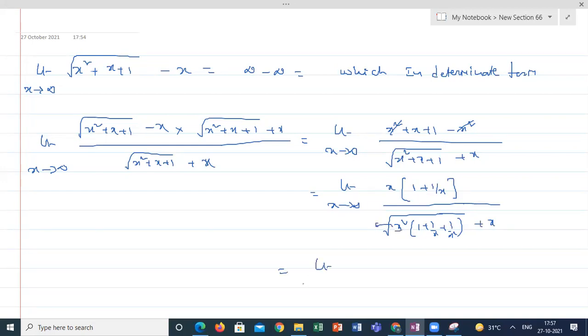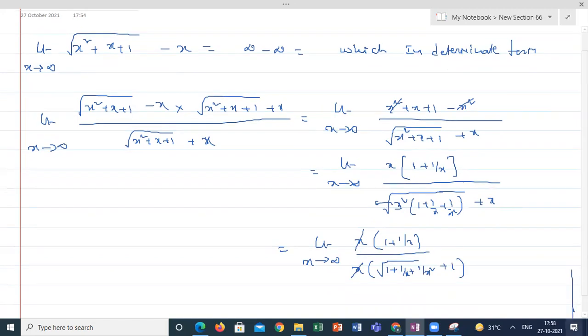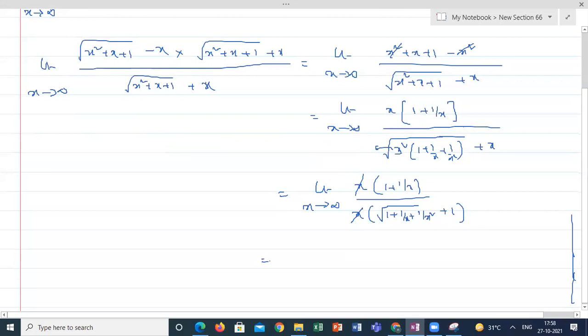I am taking x common again. The numerator is x into 1 plus 1 by x. The denominator is x into root of 1 plus 1 by x plus 1 by x square plus 1. So x is cancelled, now apply the limit. If I apply the limit, 1 plus 0 divided by root of 1 plus 0 plus 0 plus 1. So the answer is 1 by 2.